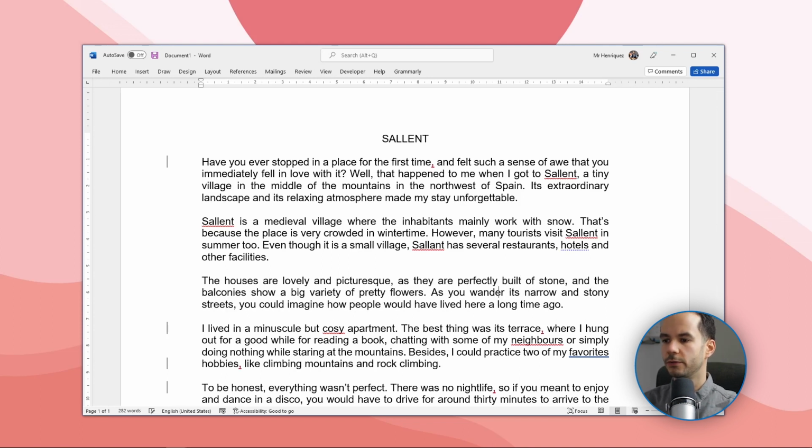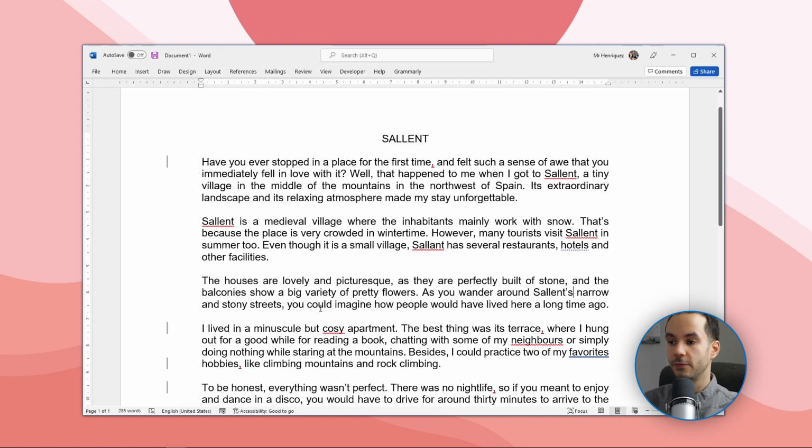As you wander around, and then I need a clear antecedent. So that was a bit lacking here. So I'm going to change it into salons. So we get, as you wander around salons, narrow and stony streets. And then we need to change the tense because everything is present. So we need to change it here as well. You can imagine how people would have lived here a long time ago.